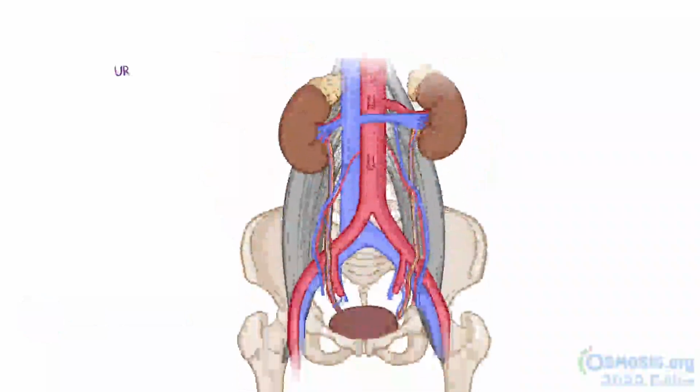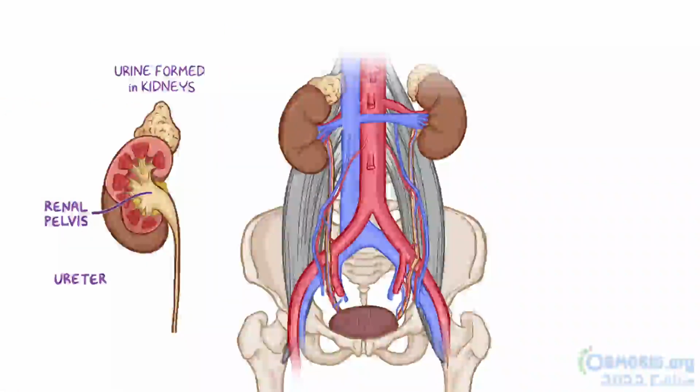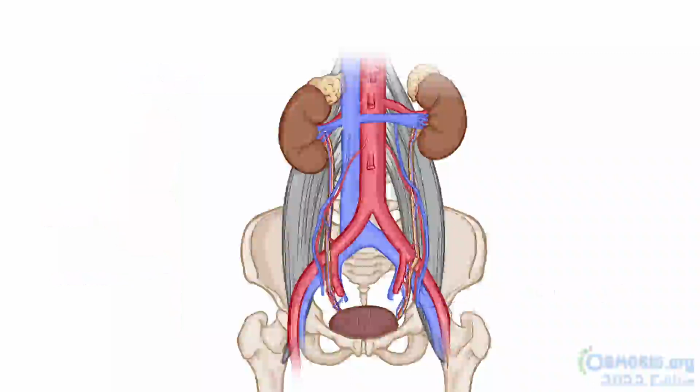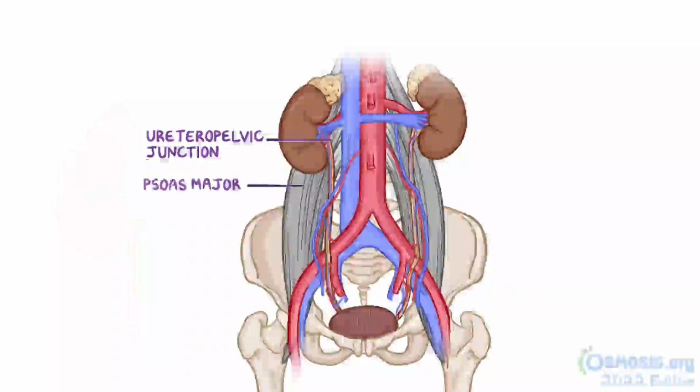Okay, now after urine is formed in the kidneys, it collects in the renal pelvis and leaves the kidneys through muscular tubes called the ureters, which carry the urine from the kidney to the urinary bladder. The point where the ureters meet the renal pelvis is called the ureteropelvic junction. From there, the ureters then descend retroperitoneally in the abdomen, anterior to the psoas major muscle.